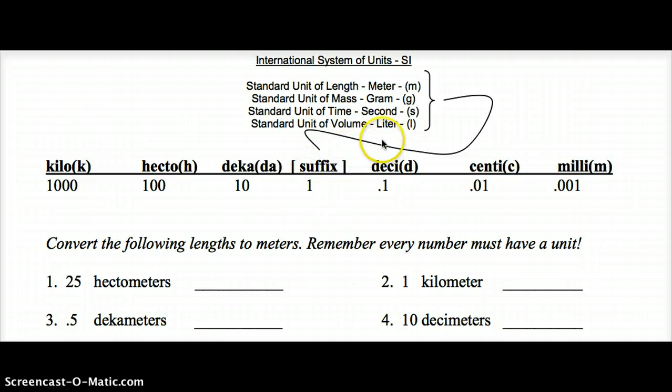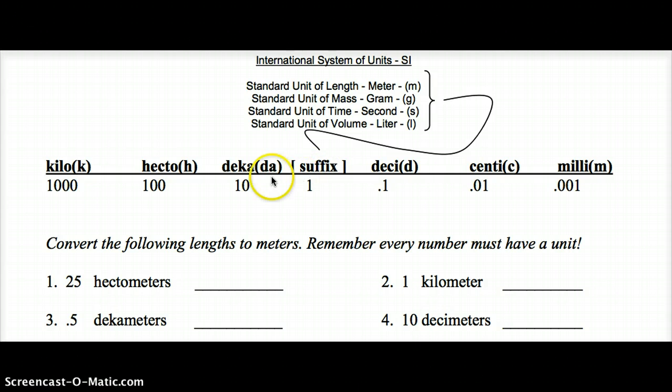unit. If we have a unit for volume and have 1 liter, the liter would go here, and if we had a unit of time, we'd use second, and a unit of mass would use the gram, and of course a unit of length, we put the meter. And the suffix here means 1, and of course if you have 1 meter, you'd say you have a meter.